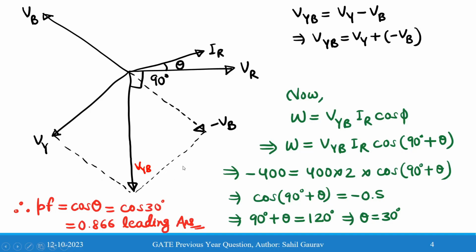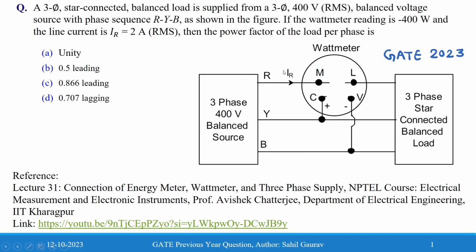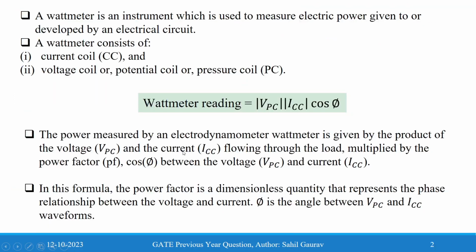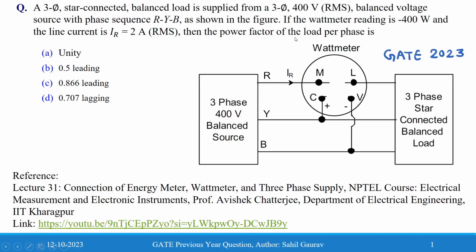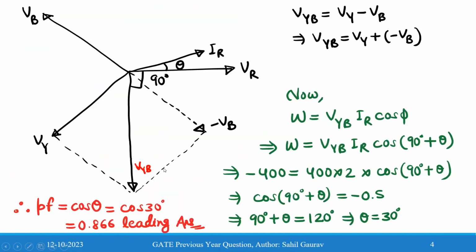Here in this question, it is asked about the power factor of the load per phase. So we have to find this angle theta, that is the power factor of the phase voltage, the power factor of the load per phase. So we can write the power factor of the load per phase will be cos theta, that is the angle between phase voltage VR and this line current IR, that is cos 30. It is coming as 0.866 leading.